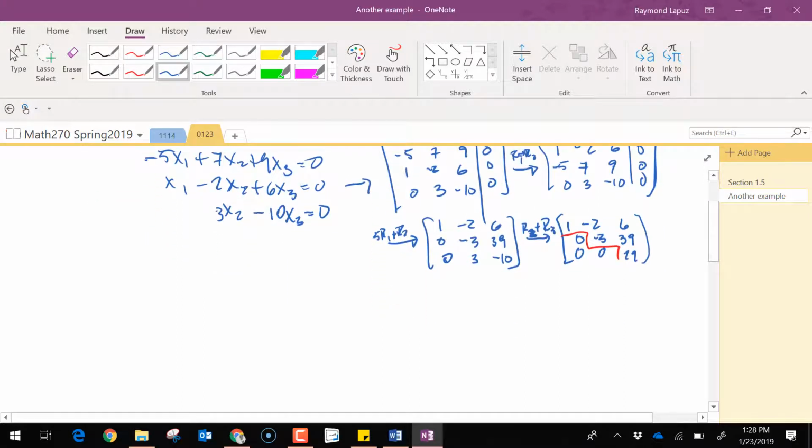And so this is your system that's reduced. And if we just write this out, we have 29 x3 is equal to 0, but that would just say x3 is equal to 0 anyways. First of all, there are no free variables, right? And second of all, we have a pivot in each column.